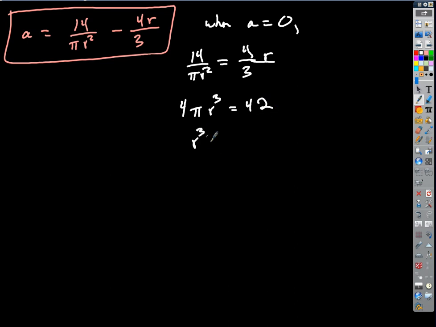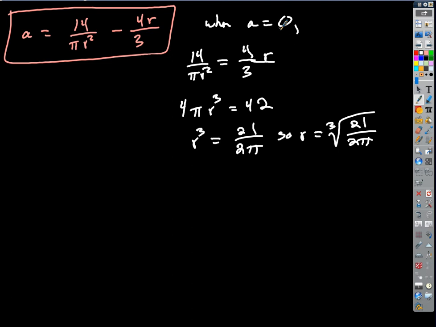So r cubed equals 42 over 4 pi, which is 21 over 2 pi. And so r equals the cube root of 21 over 2 pi when a equals 0. That's our upper limit. That's a pretty inconvenient number, so let's just approximate that.